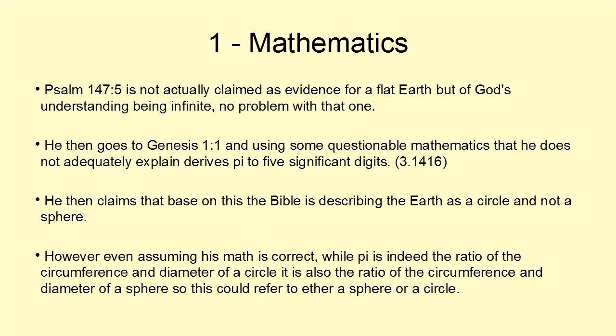Psalm 147:5 is not actually claimed as evidence for a flat earth, but of God's understanding being infinite. No problem with that one. He then goes on to Genesis 1:1, and using some questionable mathematics that he does not adequately explain, derives pi to 5 significant digits. He then claims that based on this, the Bible is describing the earth as a circle and not a sphere. However, even assuming his math is correct, while pi is indeed the ratio of the circumference and diameter of a circle, it is also the ratio of the circumference and diameter of a sphere, so this could refer to either a sphere or a circle.